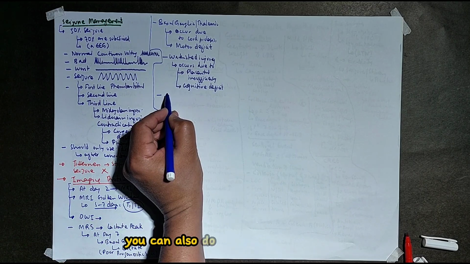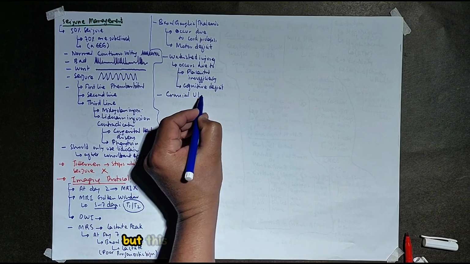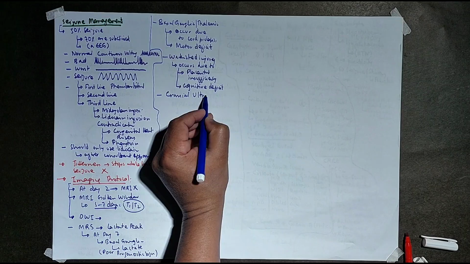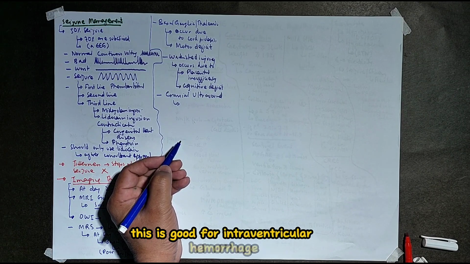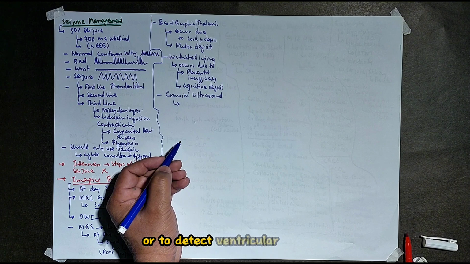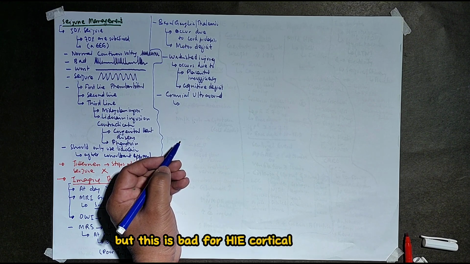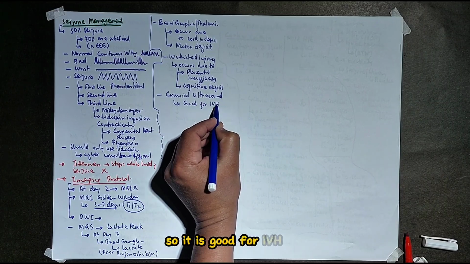You can also do cranial ultrasound, but this is to rule out other causes. This is good for intraventricular hemorrhage or to detect ventricular size, but this is bad for HIE cortical injury. So it is good for IVH.